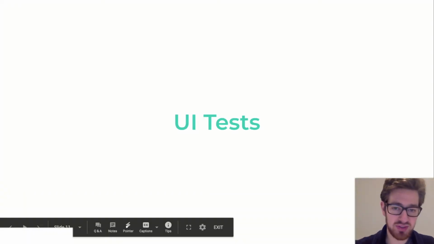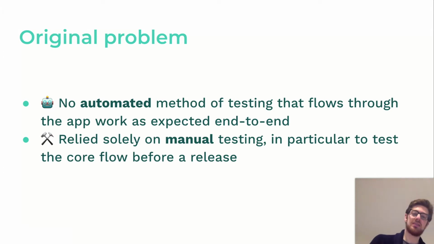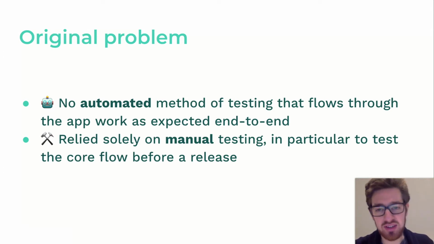Okay, so now let's move on to UI tests. The original problem we had was that while we were now doing more unit testing and testing business logic, and that's great, we still didn't have any automated methods of testing that our core flows going through the app work as we expect from end to end. So a real user journey: can they log in or register? Can they then perform a search for how they can get from A to B? Can they then book a ride? Does this all work from start to finish?